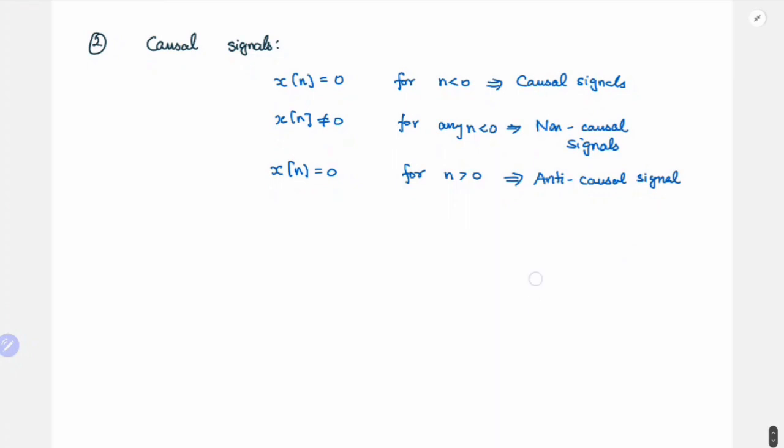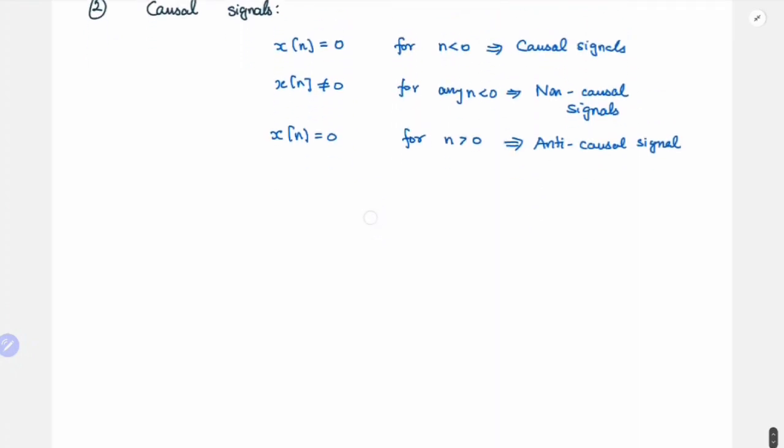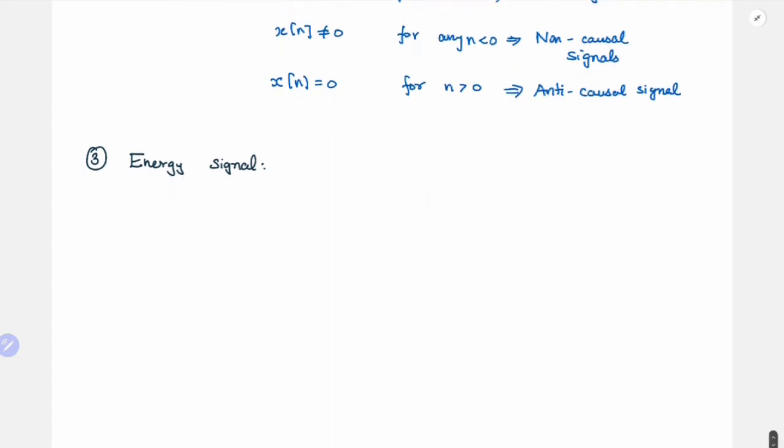Okay. And then we have something called an energy signal. So what is an energy signal? Signals having finite energy.